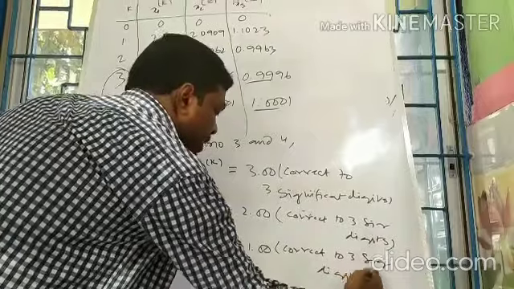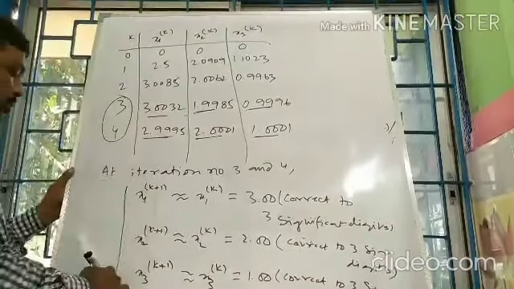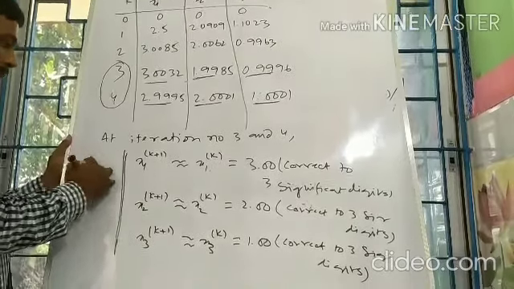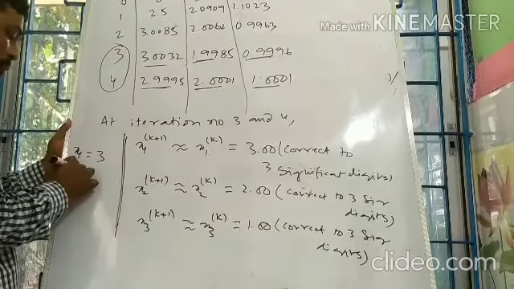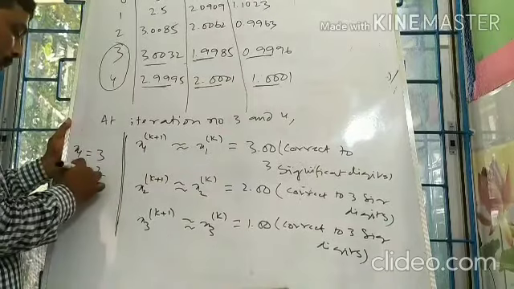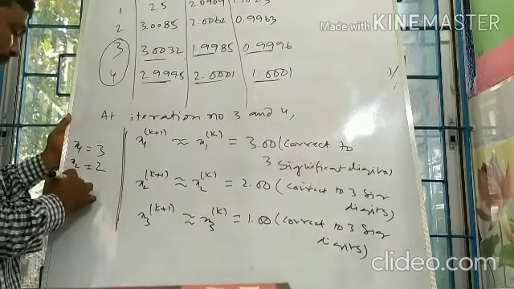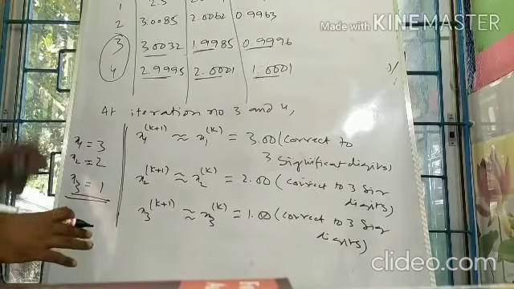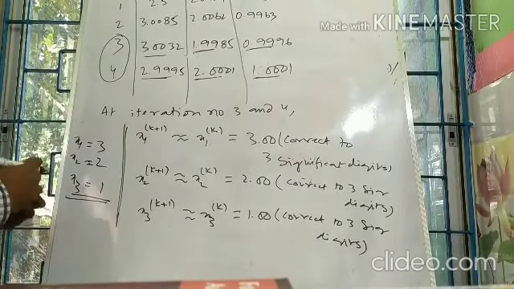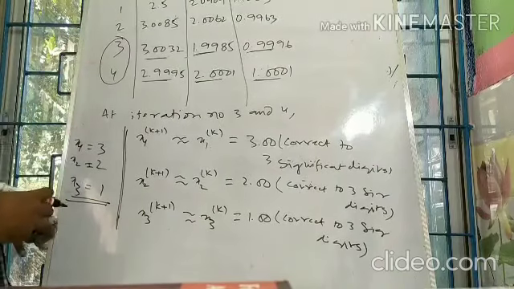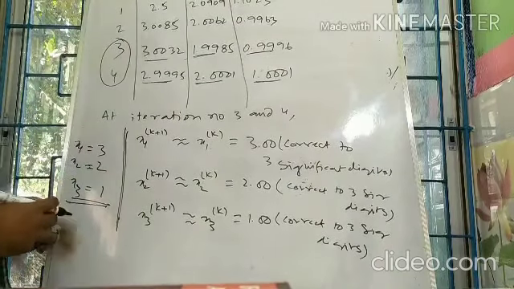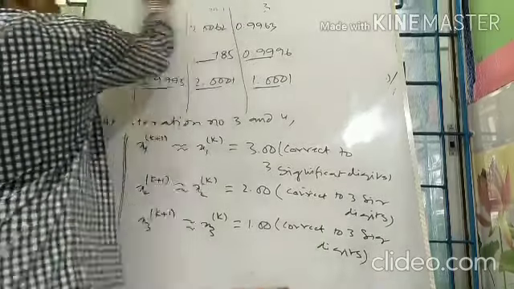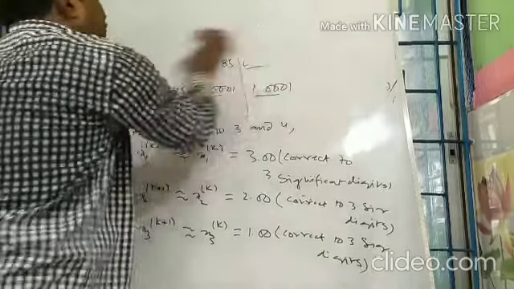So by the Gauss-Seidel method, the solution of the given system of equations is x1 is 3, x2 is 2, and x3 equals 1. This is the solution of the given system of equations using the Gauss-Seidel method. Now take one more problem to solve using the Gauss-Seidel method.